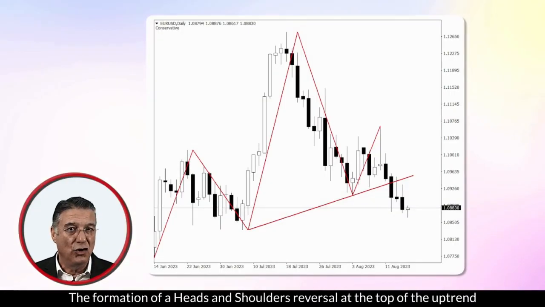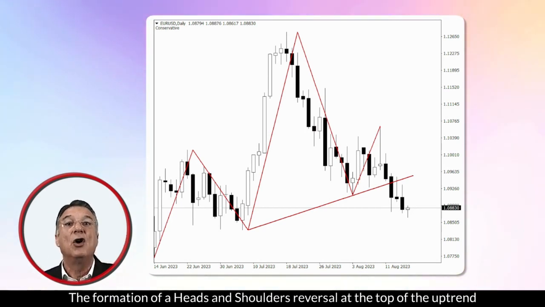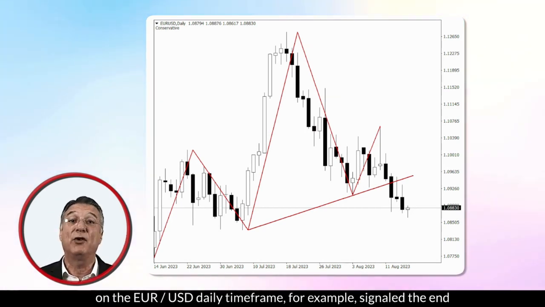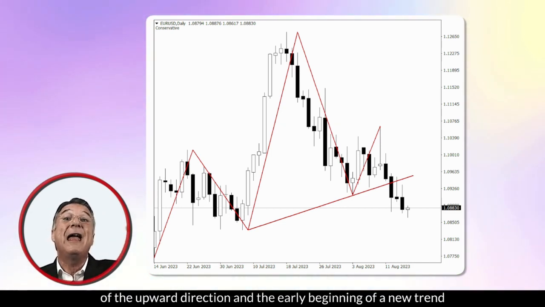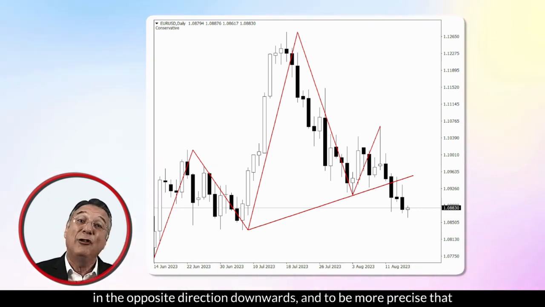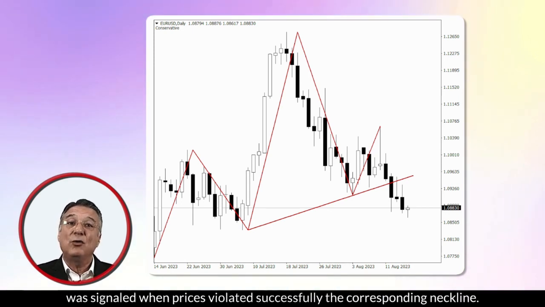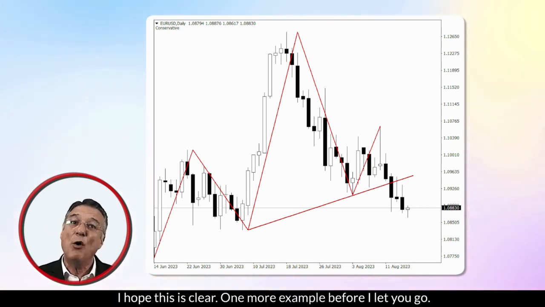The formation of a head and shoulders reversal at the top of the uptrend on the Euro-USD daily time frame, for example, signals the end of the upward direction and the early beginning of a new trend in the opposite direction, downwards. And to be more precise, that was signaled when prices violated successfully the corresponding neckline. I hope this is clear.